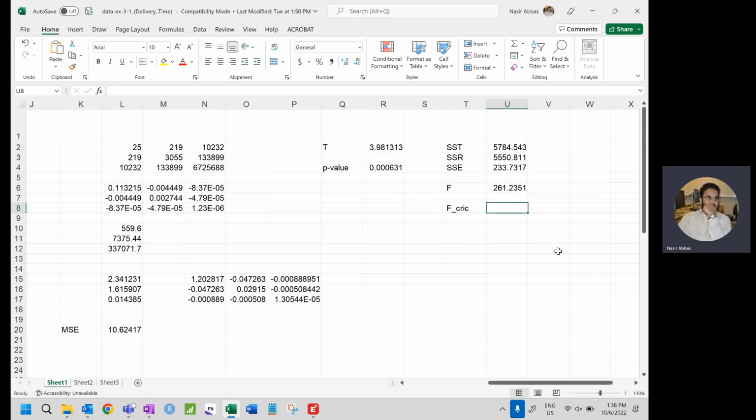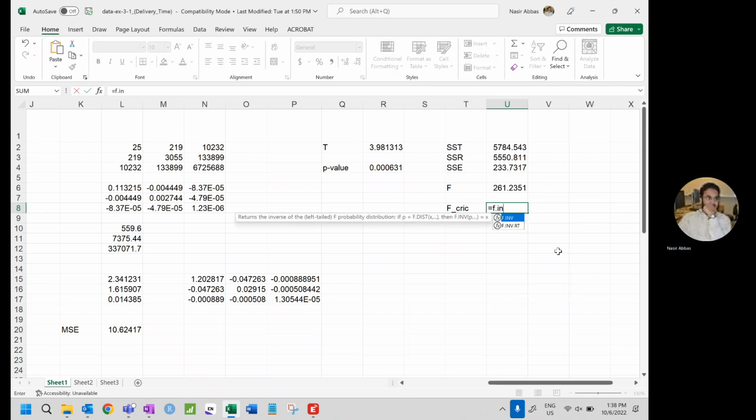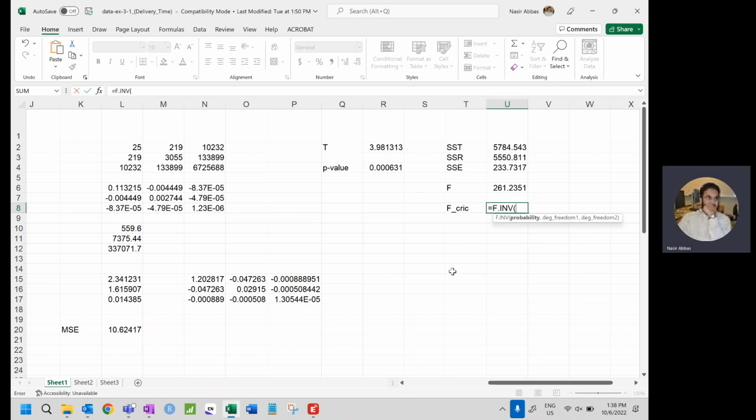The value in the F table. So I'm interested in the value, not the probability, so I'll use the F table inversely. Let me check if F distribution is there or not. F inverse is there. What's the lower tail probability? The upper tail should be alpha. Lower tail should be what? I put 1 minus alpha, the lower tail.